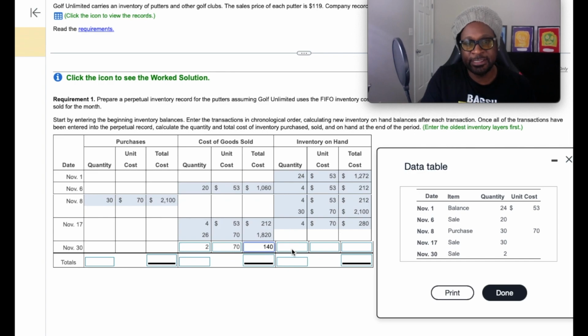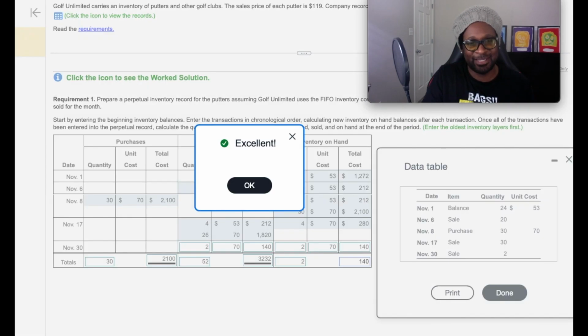And last but not least, we have to now consider how many goods we have left available in ending inventory. So we initially only had 4 units left at a cost of $70 each, but we just finished selling 2. Therefore, we only have, gang, you got it, 2 units left at a cost of $70 each, which gives us a total cost of $140. We're going to carry forth our total amounts for each column. Check our answer. Excellent job, gang.